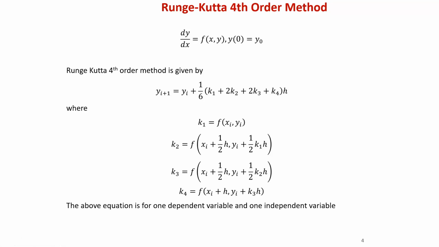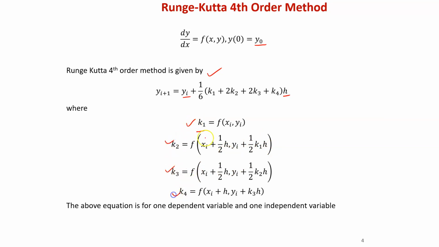So how do you do that? We know the RK4 method; let me take one general ODE. dy by dx is equal to f of x, y, with y of 0 equal to y0, which is given. Now by using the RK4 method, we know y i plus 1 is equal to y i plus 1 by 6 times k1 plus 2 k2 plus 2 k3 plus k4, into h. Now k1 is nothing but f of x i, y i, k2 is equal to f of x i plus half of h, y i plus half of k1 h, and k3 means these are the slopes.